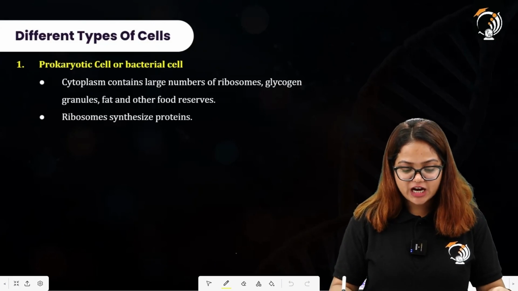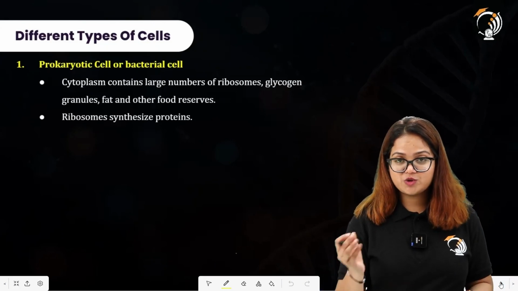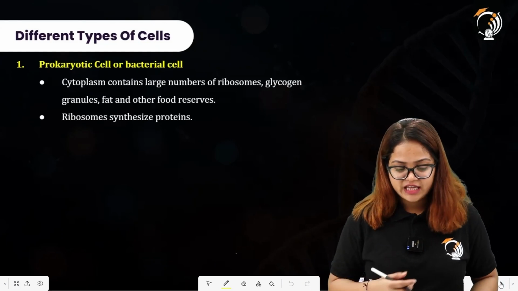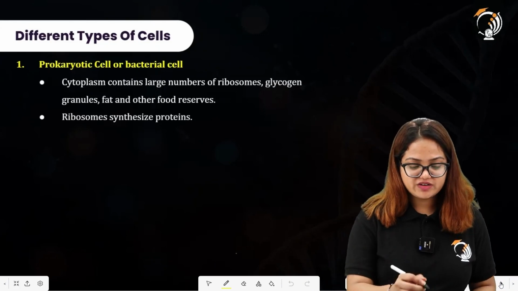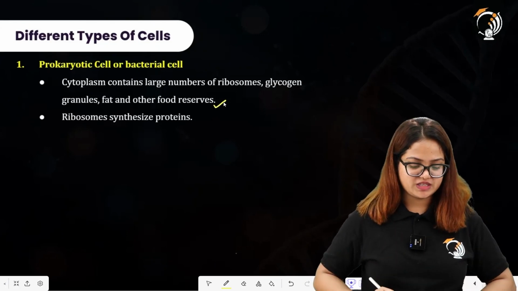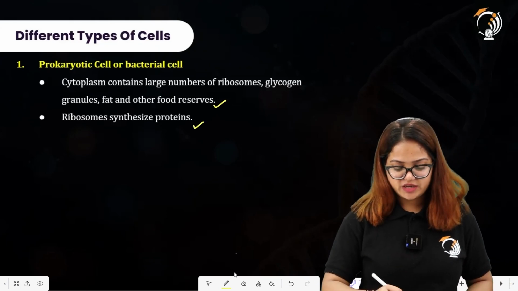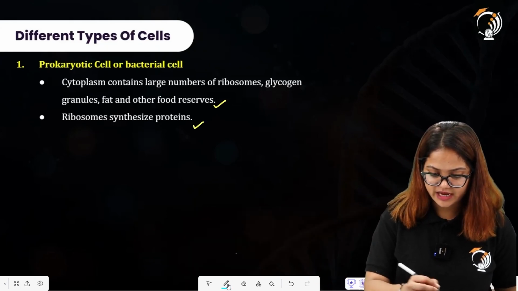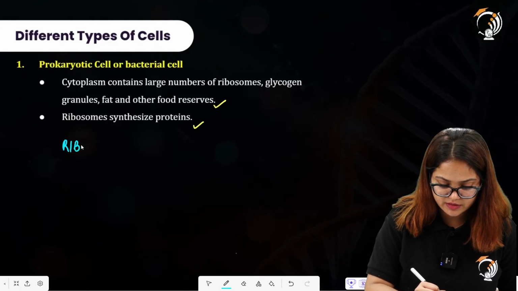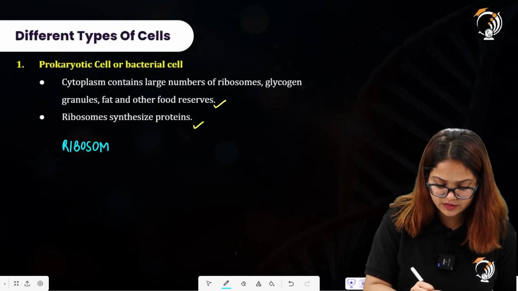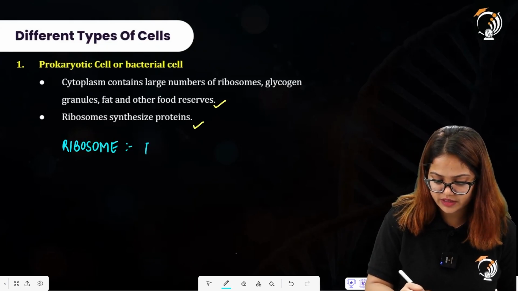Cytoplasm contains a large number of ribosomes. So ribosomes are the protein factory. Glycogen granules are also there. Fat and other food reserves are also present. Ribosomes synthesize the proteins and hence you can call them the protein factory of the cell.